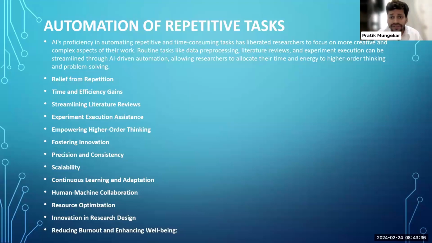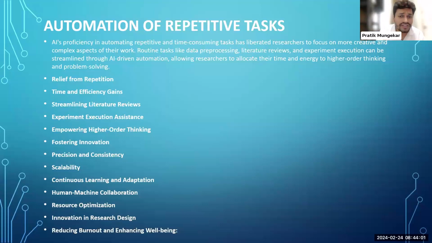So in a laboratory setting, conducting experiments can be both time consuming and resource intensive. So AI can be integrated to handle the execution of certain types of experiments, especially those that involve repetitive procedures. So this not only ensures precision, but also frees up researchers to focus on the design of experiments, analysis of results, and the overall scientific strategy.